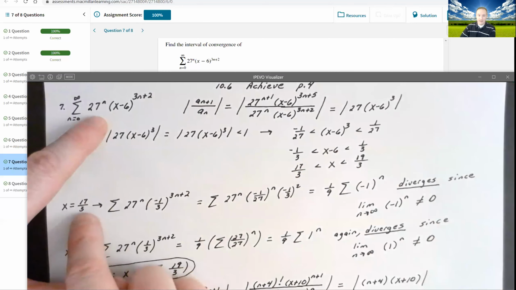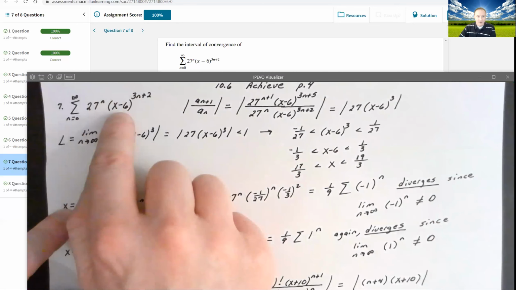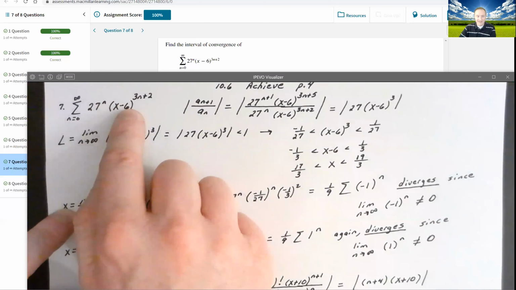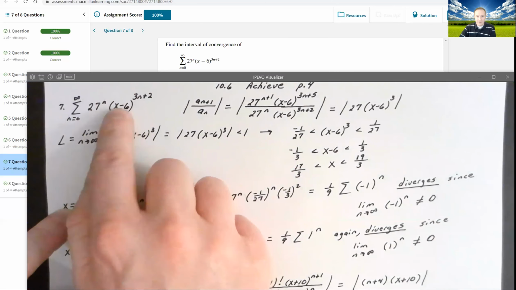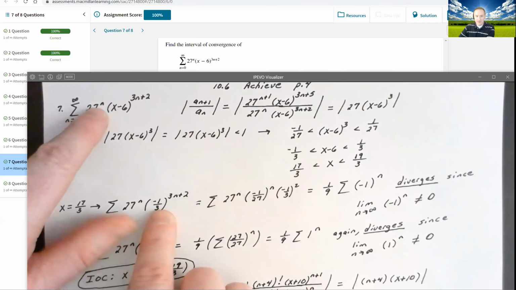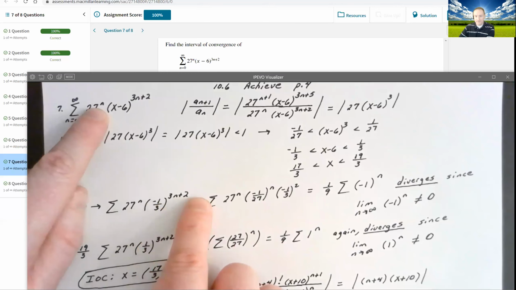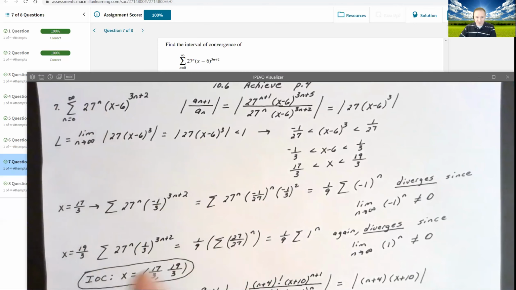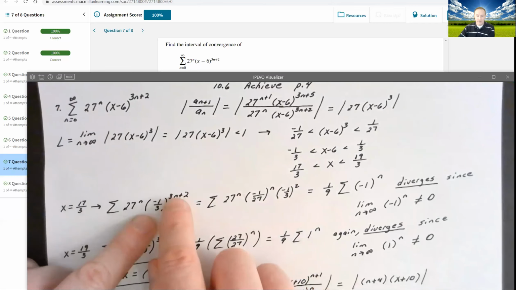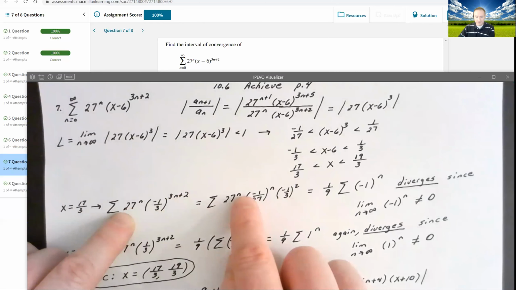So I plug in the left-hand endpoint, 17 over 3. When I do, I'll get 17 over 3 minus 18 over 3 inside there. That's going to be a -1/3. So you'll see that's why I have 27 to the n times a -1/3 to the 3n plus 2 power. Now, I needed to try to get these to where I could get one nice common ratio to a power. So here's what I did. I said, I'm going to leave my 27 to the n alone.